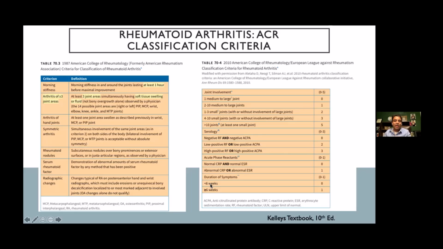One of the key reasons why they use the 6 weeks period is there is a form of arthritis which behaves very similar to rheumatoid arthritis. It's called viral arthritis, particularly parvovirus B19, even hepatitis B or C. They could even cause quite a similar type of arthritis like rheumatoid.